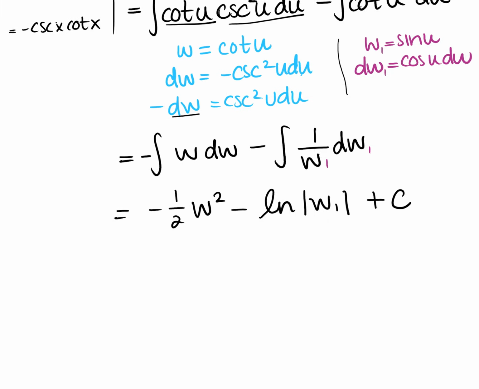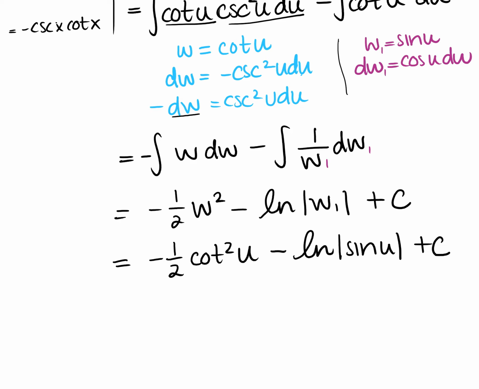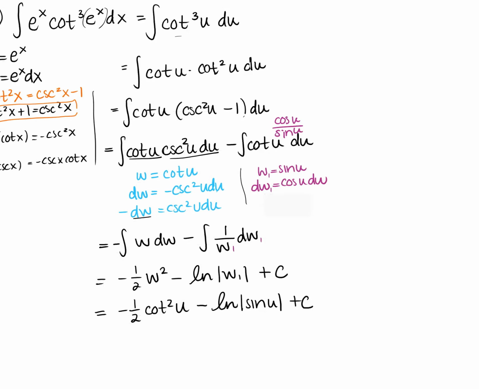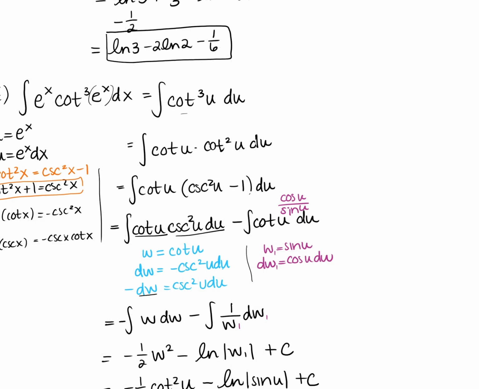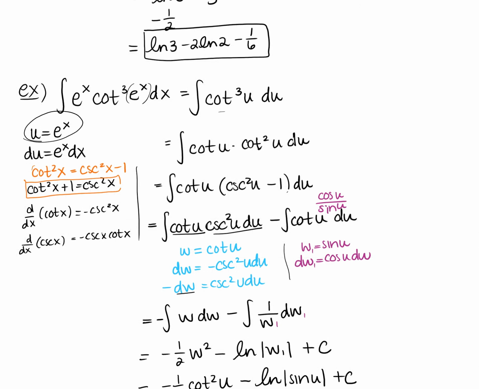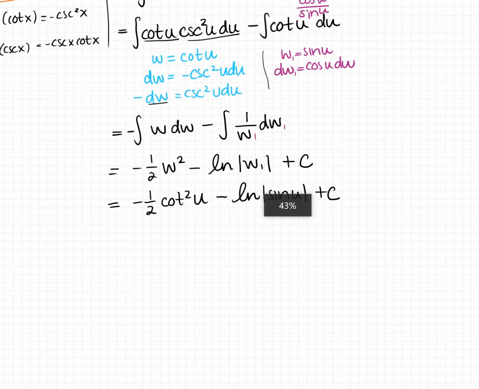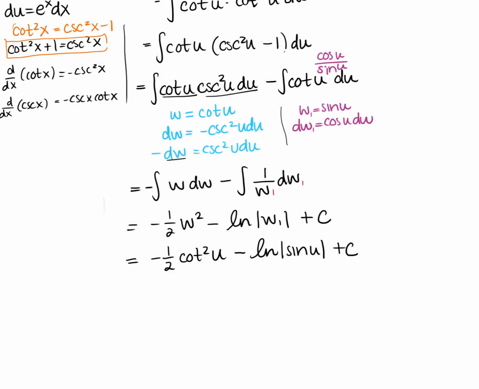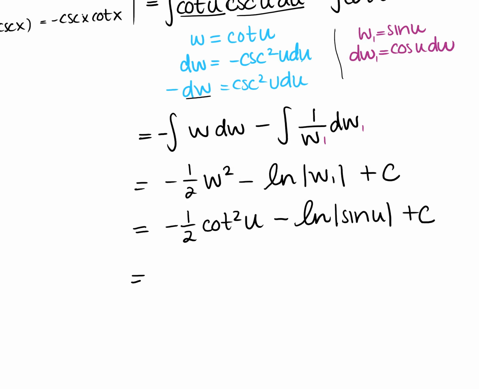And now we have to come back. So what was w? My first w was cotangent. So this will be cotangent squared of u minus the natural log of w sub 1, which was sine, so sine of u, plus c. But remember, I didn't start off with u's. What did I start off with? I started off with x's. And what was u? U in this case was e to the x, right? So what is my final answer?